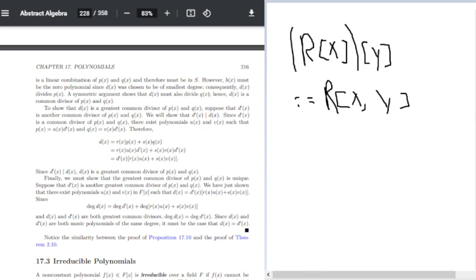My god, that's a lot. Okay. Notice the similarity between the proof of Proposition 17.10 and the proof of Theorem 2.10.